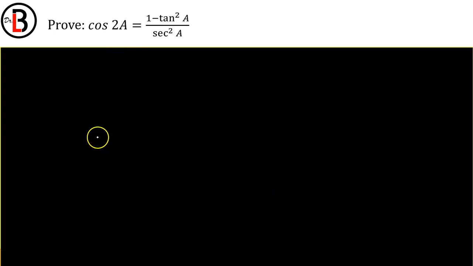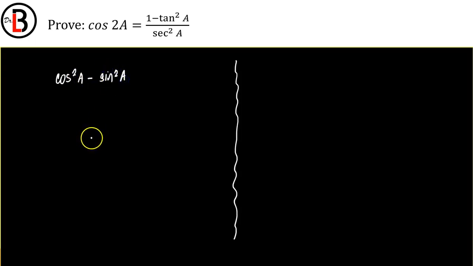Let's try another one. Cosine of 2a. So for cosine, as I said, we can choose the left side or the right side. I'll show you two solutions. If I would like to manipulate the left side, cosine of 2a, that's cos squared a minus sine squared a. And then take note that cosine, I can rewrite that as 1 over secant squared a minus this one, let's just keep it as sine squared a.